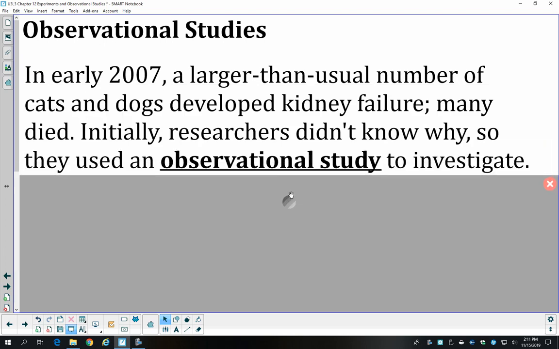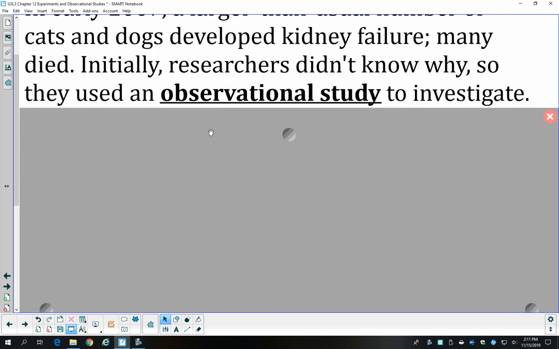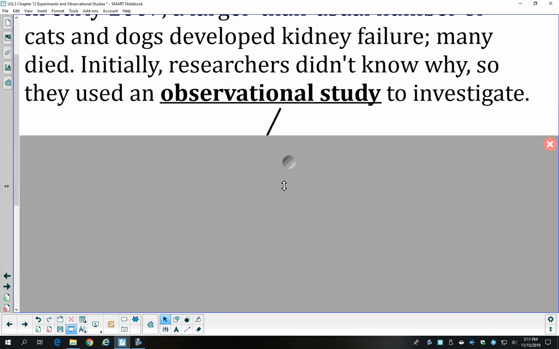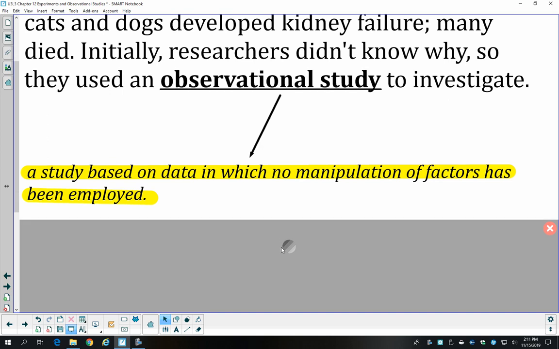So take a second and read this. So we want to do some research on why these cats and dogs are having kidney failure. And so what the researchers did was they did an observational study to investigate what was going on. And so in an observational study, we're having no control over what's happening. We're just sort of quite literally observing.